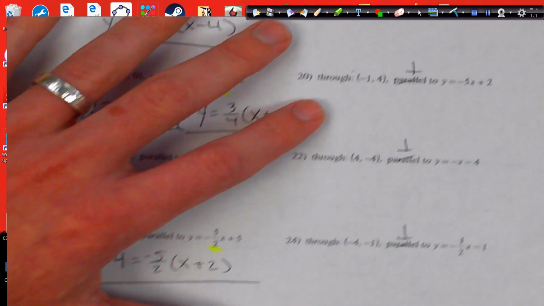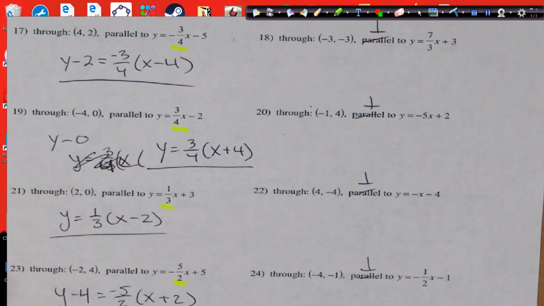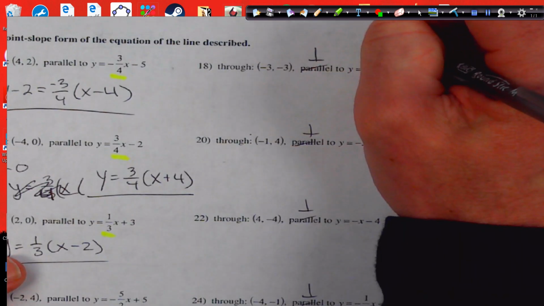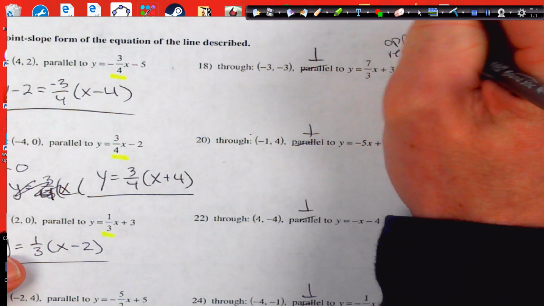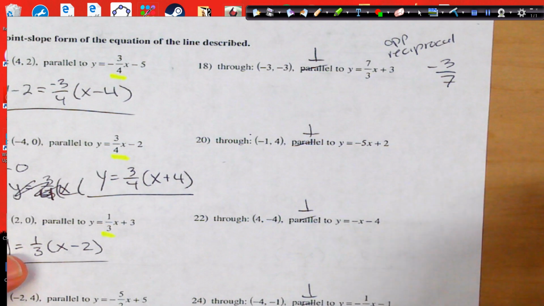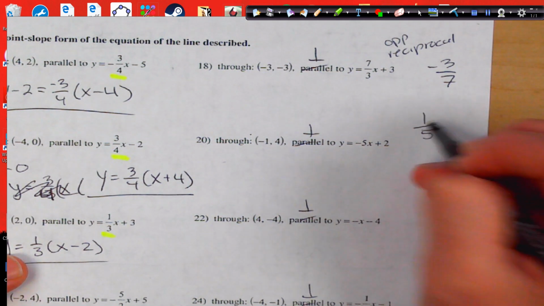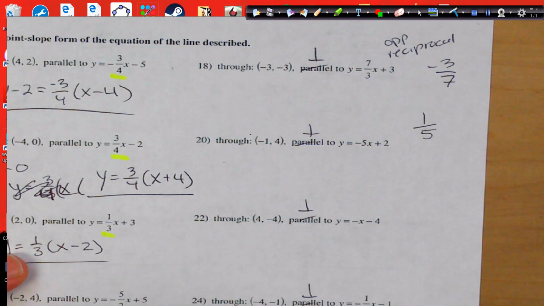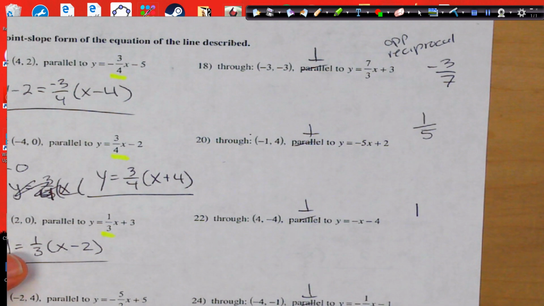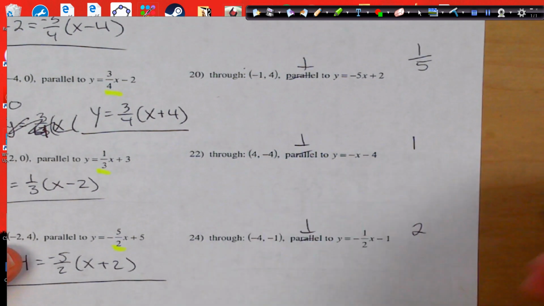Okay, so we got those answers there, 17 through 23. Over here, perpendicular means I'm going to use the opposite reciprocal. So the slope for this is going to become negative 3 over 7. The slope for here, instead of negative 5, is going to become 1/5. Again, we're flipping it and then changing the sign. This is going to become just positive 1, because negative 1 over 1 is just 1. And this is going to become a positive 2.